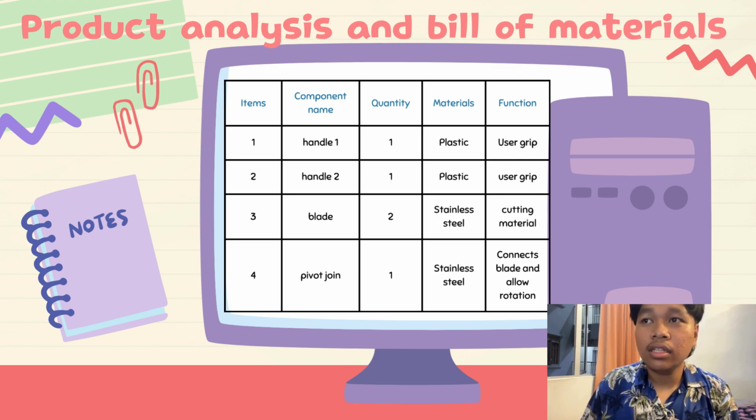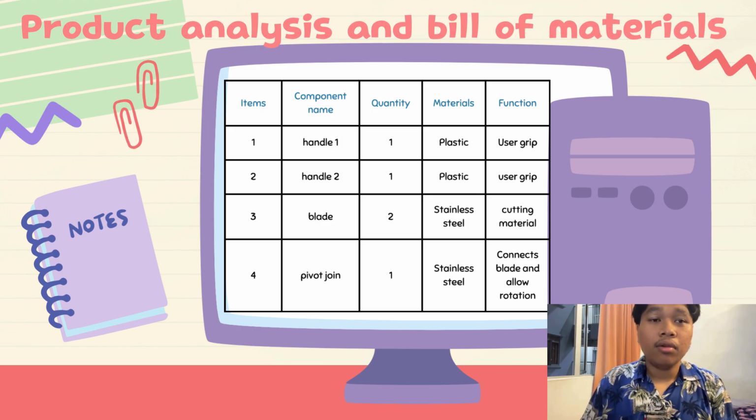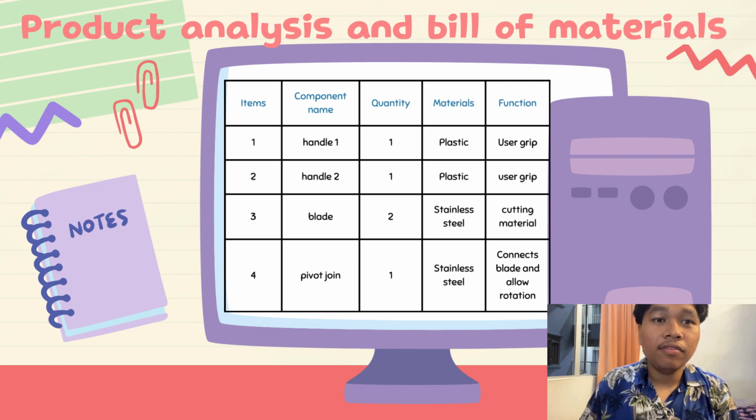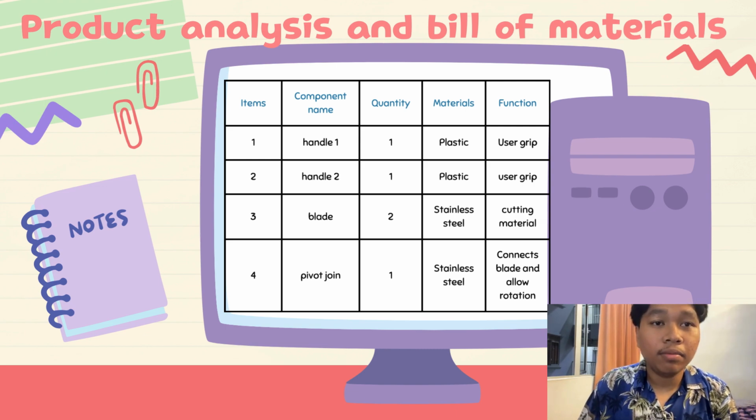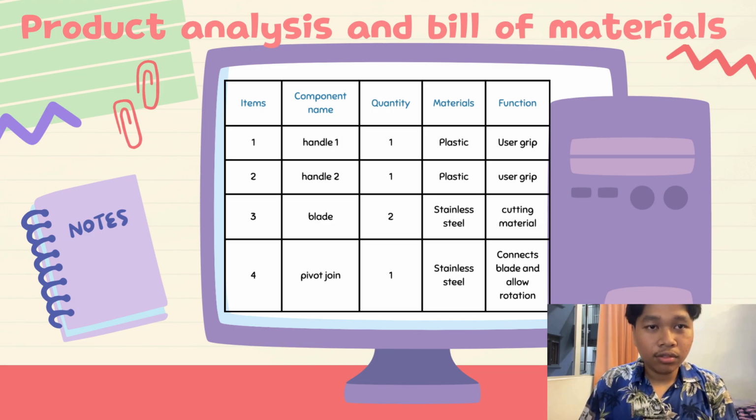The third item is a blade with a quantity of 2, made from stainless steel, and the function is for cutting material. And lastly, for item number 4, we have a pivot joint with a quantity of 1, made from stainless steel. The function is to connect the blades and allow the blades to rotate.